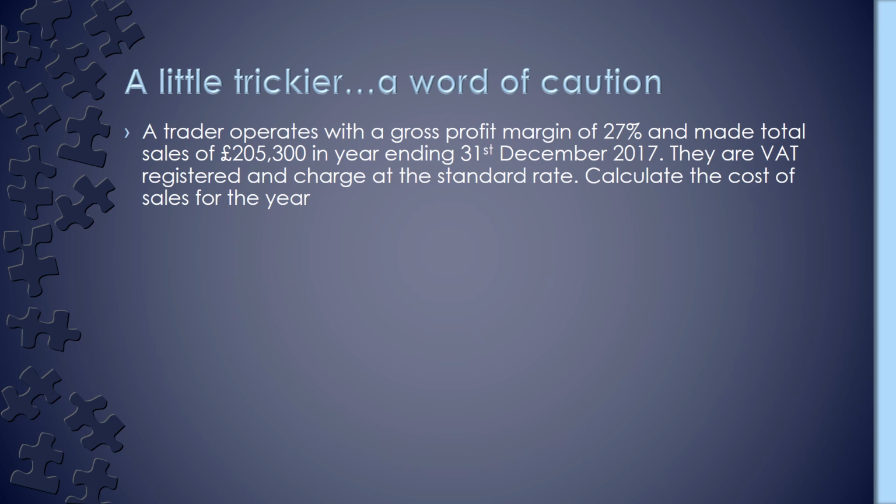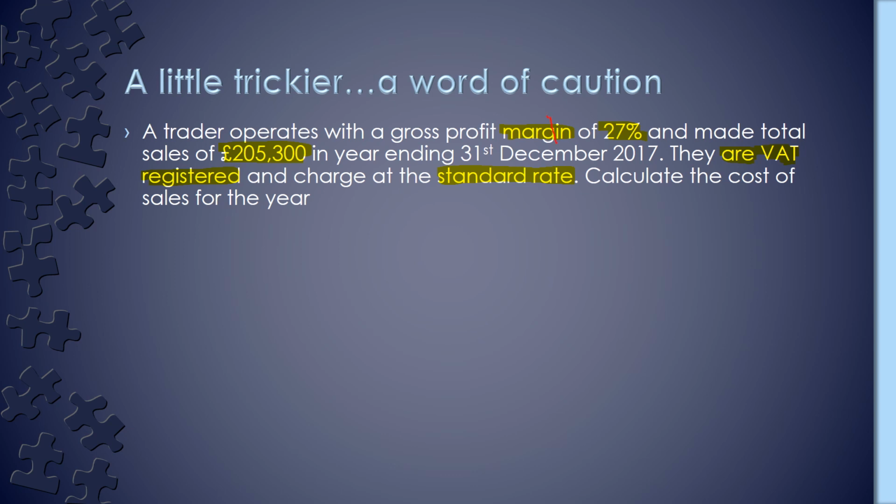So the important things in here are, we've got a margin, 27%. Their total sales was 205,300 and they are VAT registered. And we're also told that they charge at the standard rate. Now at the start of your exam you will be told what the standard rate of VAT is, so we're just going to work on what it currently is in the UK of 20%. So let's work through this question.